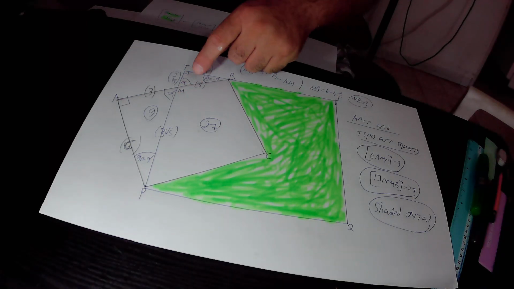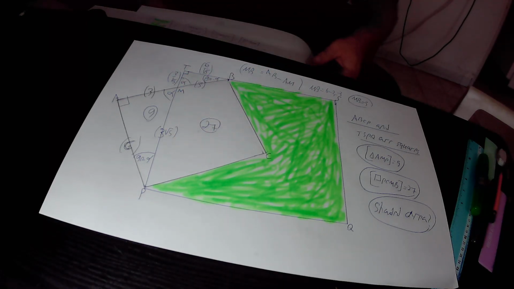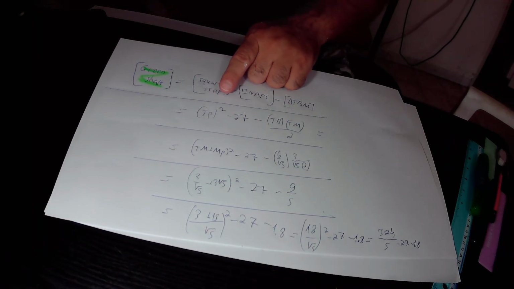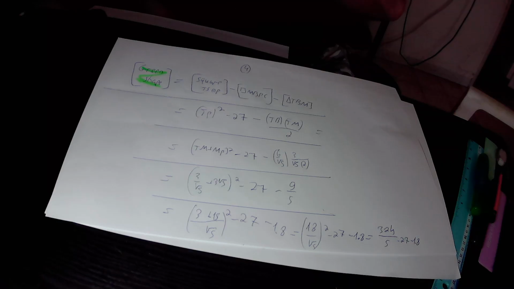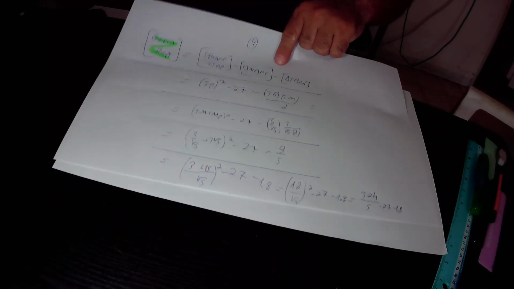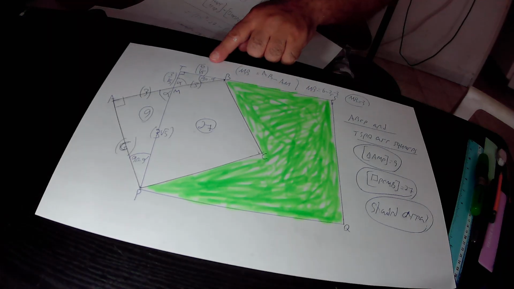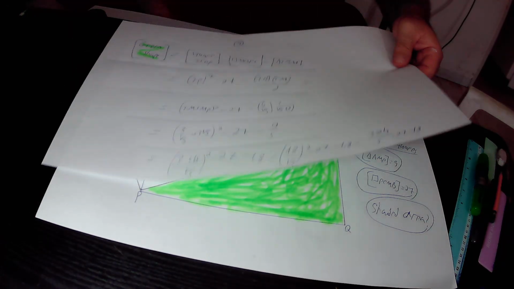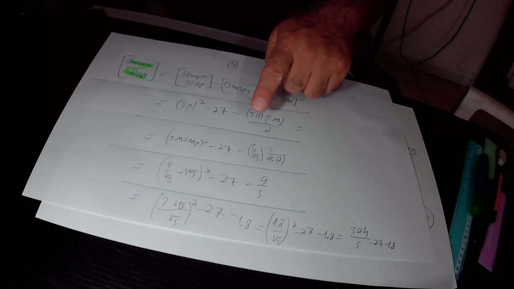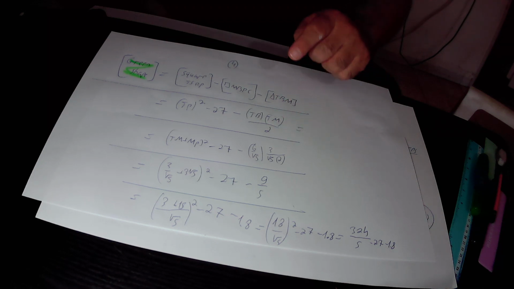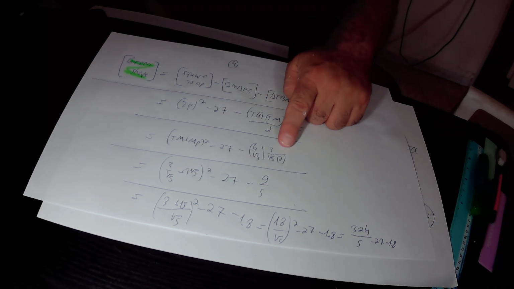TP equals TM plus MP, therefore TP squared equals (TM plus MP) squared minus 27. TB equals 6 over the square root of 5, and TM equals 3 over the square root of 5 units in length. And we have to divide it by 2.